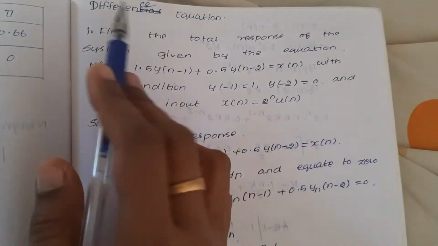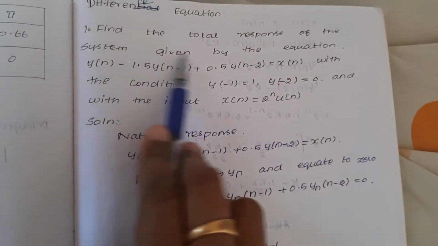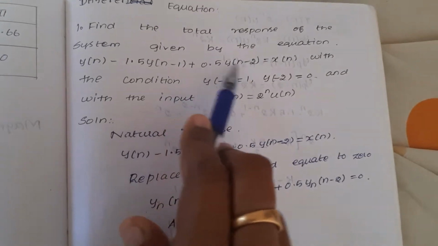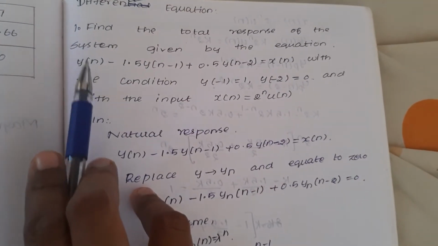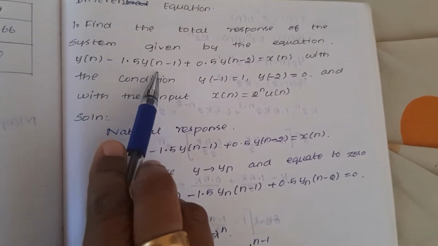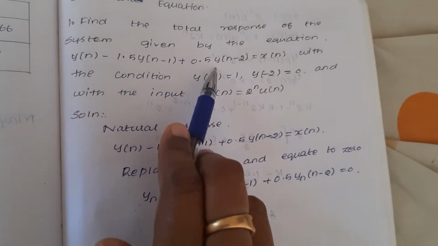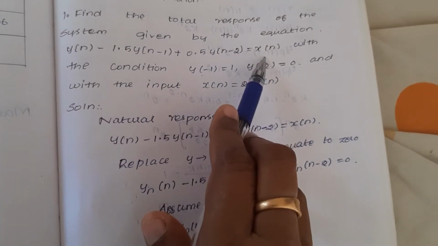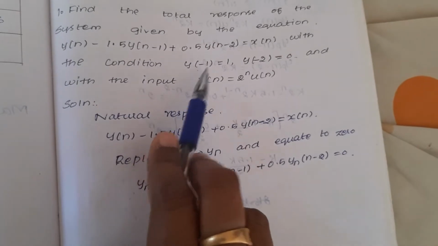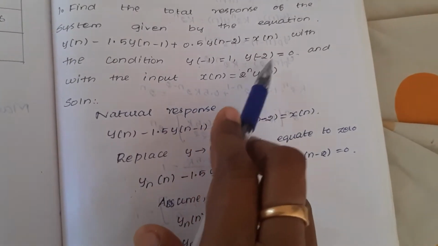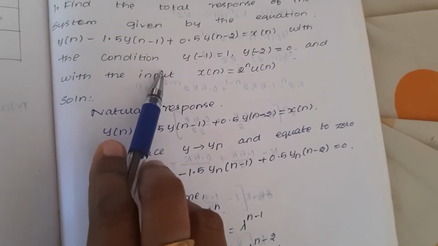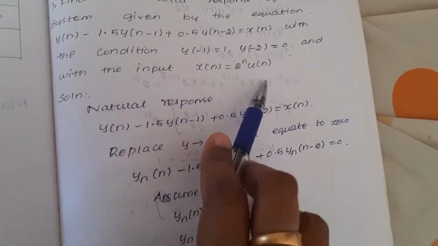So next we can see the difference equation problem. Find the total response of the system given by the equation. So what does the equation mean? y of n minus 1.5 y of n minus 1 plus 0.5 y of n minus 2 is equal to x of n, with the condition y of minus 1 is equal to 1 and y of minus 2 is equal to 0, and with the input x of n is equal to 2 power n u of n.